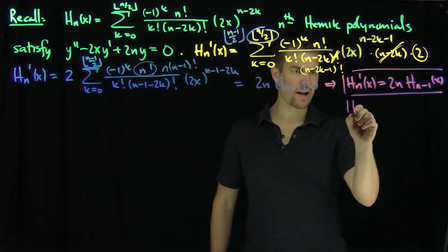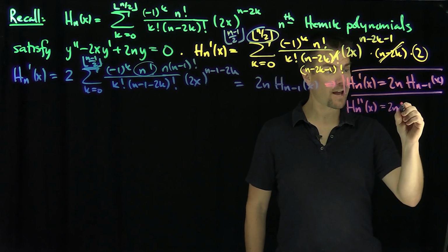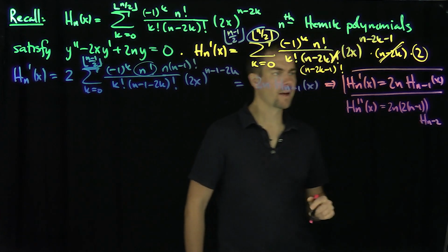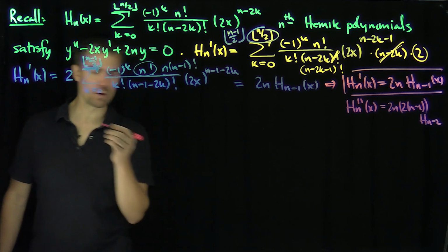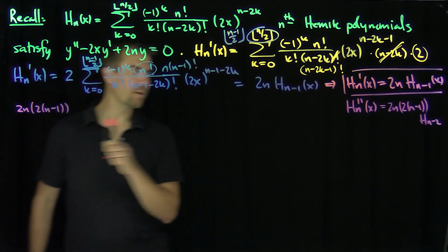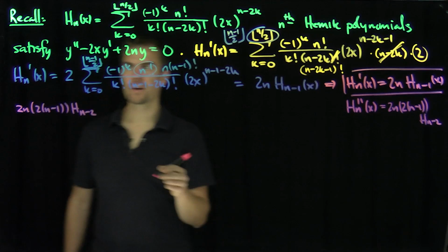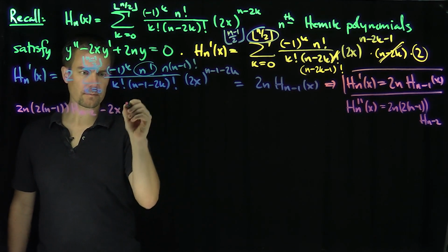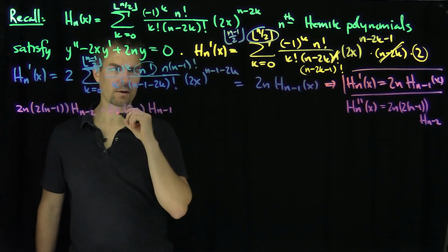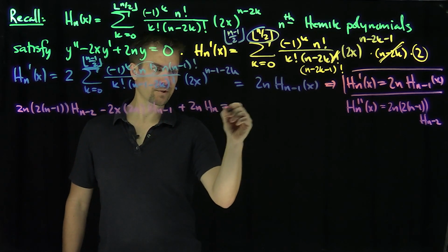Let me just do this one more time. What's H_n''(x)? That's going to be 2n times 2(n-1) H_(n-2). And now I can plug this into the Hermite differential equation. So I have 2n times 2(n-1) times H_(n-2), because that's the second derivative, and then minus 2x times 2n H_(n-1), and then plus 2n H_n is equal to 0.